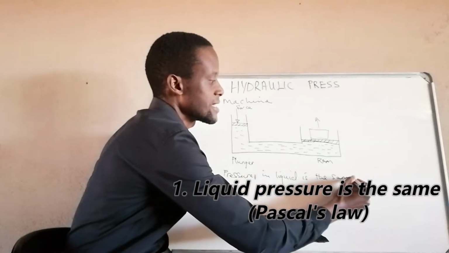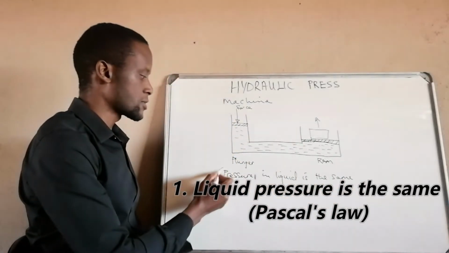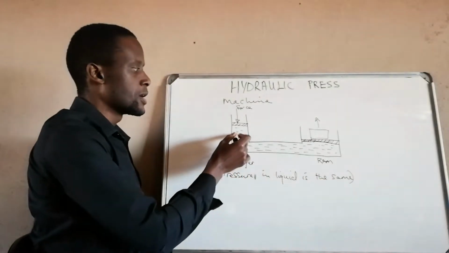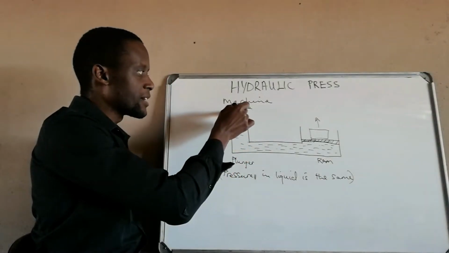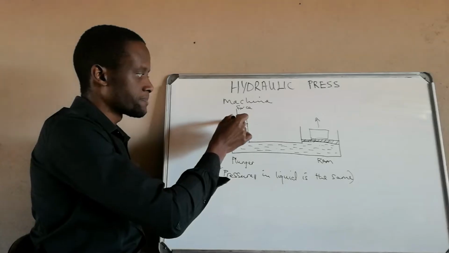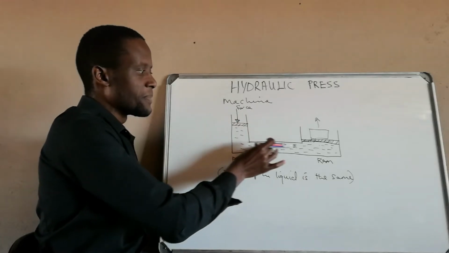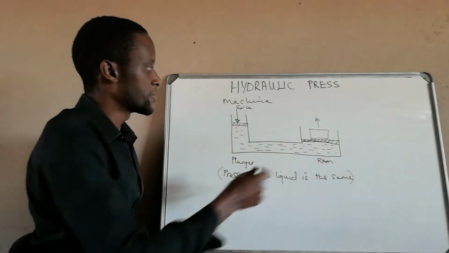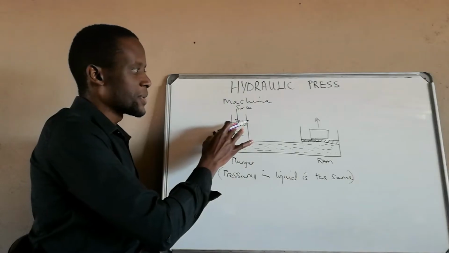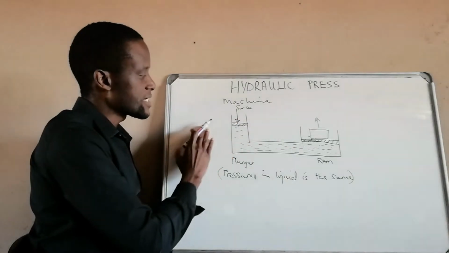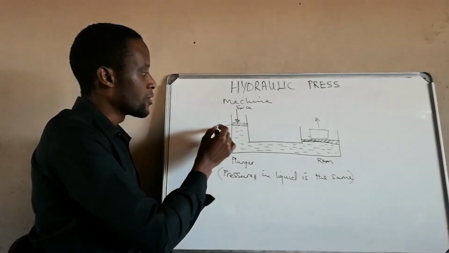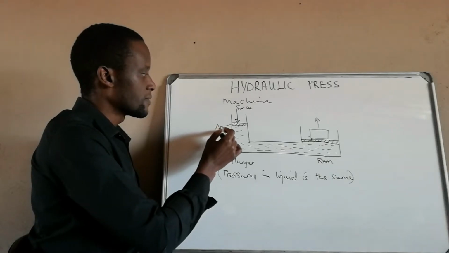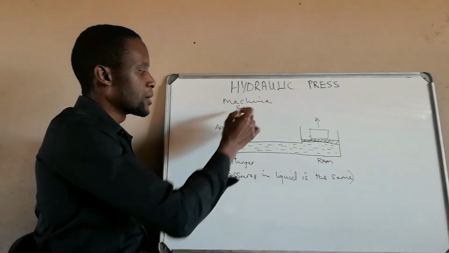So number one thing about the hydraulic press is that the pressure is the same throughout according to Pascal's law. So this is just Pascal's law. The pressure that we create by applying a force on the plunger will remain the same in the hydraulic press. Now the pressure that is created on the plunger side depends on the area of the piston and also the amount of force.